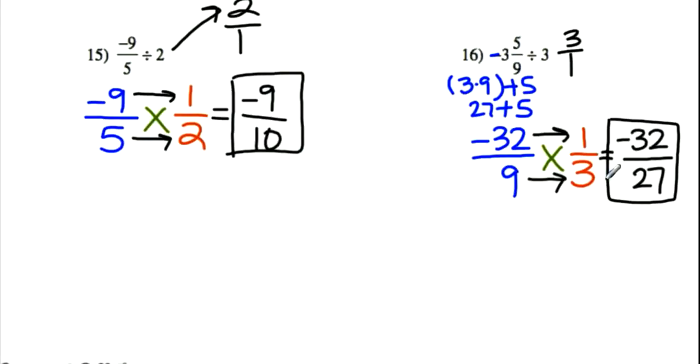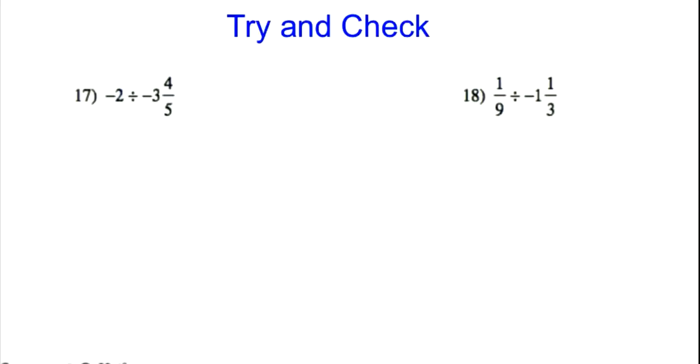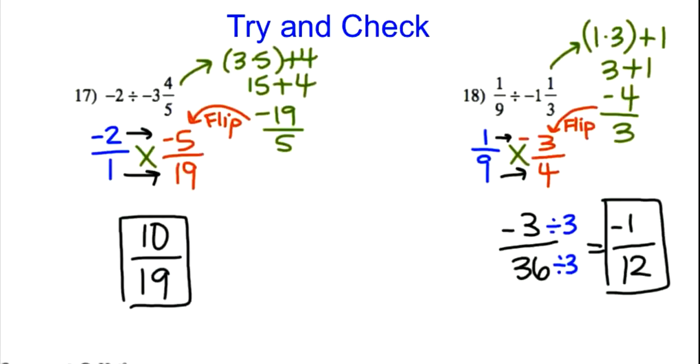Could we potentially write this number as a mixed number? Yes, because it is an improper fraction. However, if you leave it and you reduce it, then you will have the correct answer. You're going to try and check these. So what I would like you to do is pause the video, try these two problems, and then press play to check your answer. If you didn't get these answers correct, 10 over 19 and negative 1 over 12, pause the video, look through my work, see where yours doesn't match, and then go on.